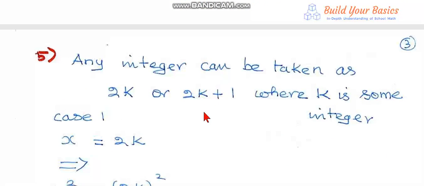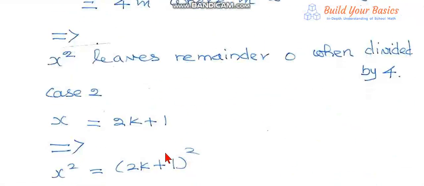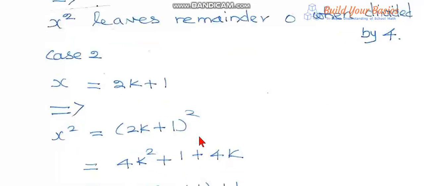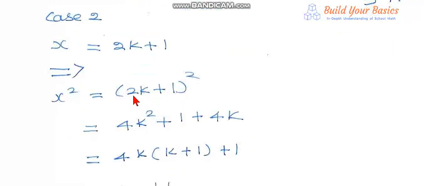Let that integer be 2k plus 1. x equal to 2k plus 1. You square it. x squared equal to 2k plus 1 whole square. Just expand this. 4k squared plus 1 plus 2 times 2k into 1, that is 4k. We can take 4k common between 4k squared and 4k. So 4k into k plus 1, plus 1.